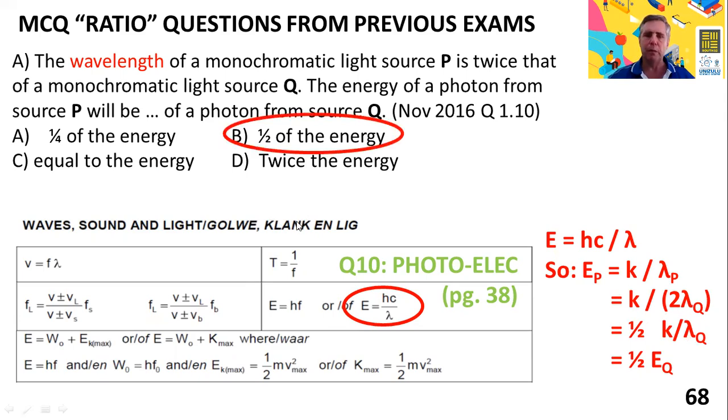You should know that the bigger the wavelength, the smaller the energy. Energy is directly proportional to frequency, and energy is inversely proportional to wavelength. So the fact that P's wavelength got bigger should have told you that its energy would have got smaller and that the answer had to be A or B. In this case, it is B. Hope you got that right.